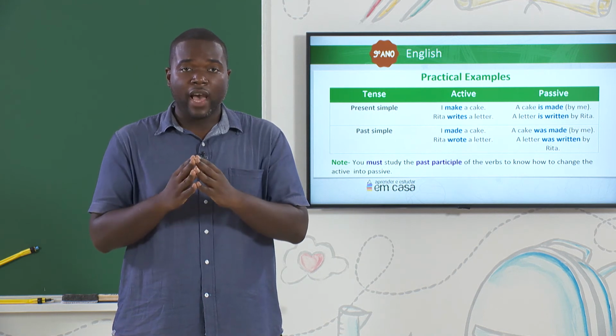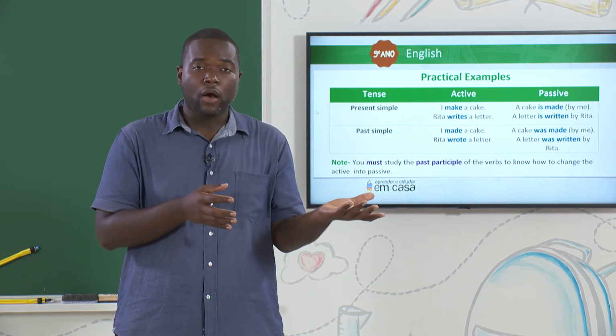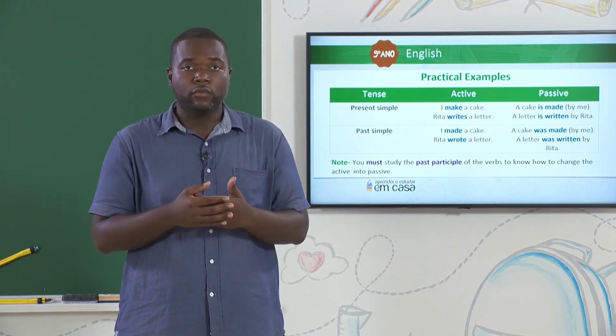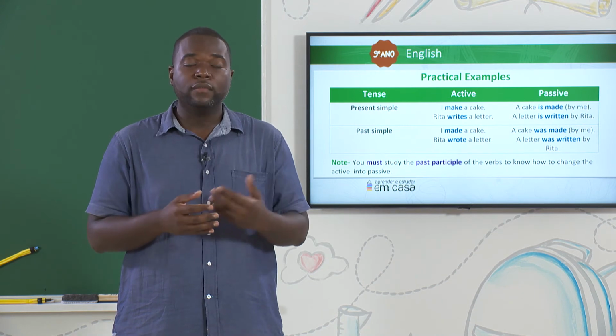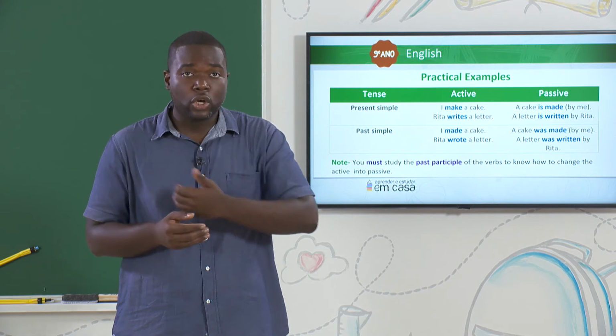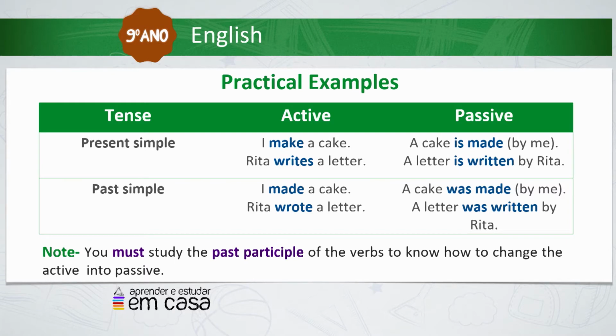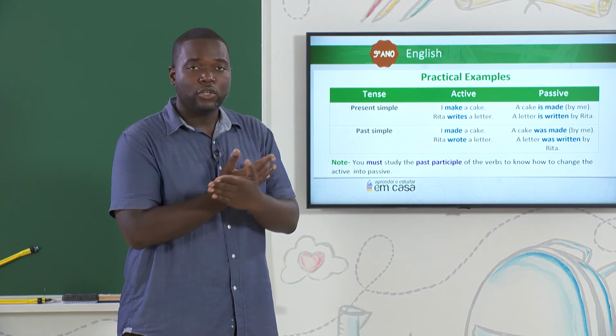In the active voice, you have the subject Rita, you have the verb writes, and then you have the object, a letter. But what happens when we change from the active into the passive is that the object takes place of the subject, and the subject goes to the end of the sentence. Like in this case, a letter is written by Rita. A letter now is the subject and the verb, and then in the end you have the object, Rita. So that's it. You just change places. You just switch. All right?